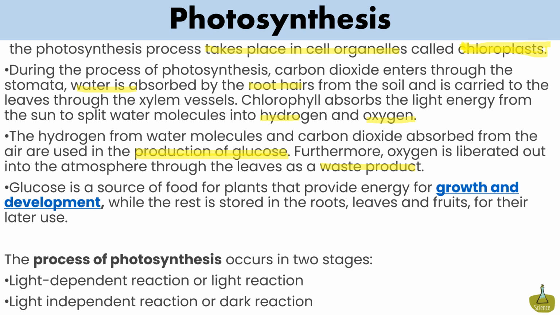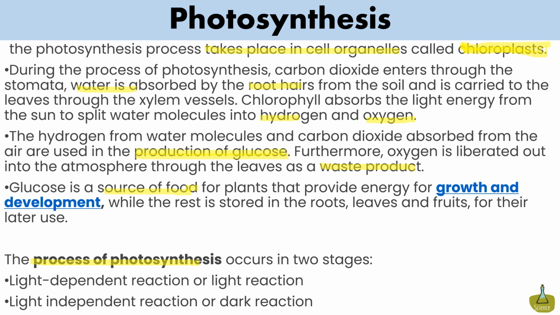So, in total, what we understand about photosynthesis is, first, that the process takes place in the cell organelle named chloroplast, and here the water molecule and light are very essential. Water and carbon dioxide are absorbed, and there is a production of glucose, and oxygen is also produced as a byproduct. Glucose is a source of food for plants which provides energy for growth and development, and the formation of glucose is the main purpose of photosynthesis.